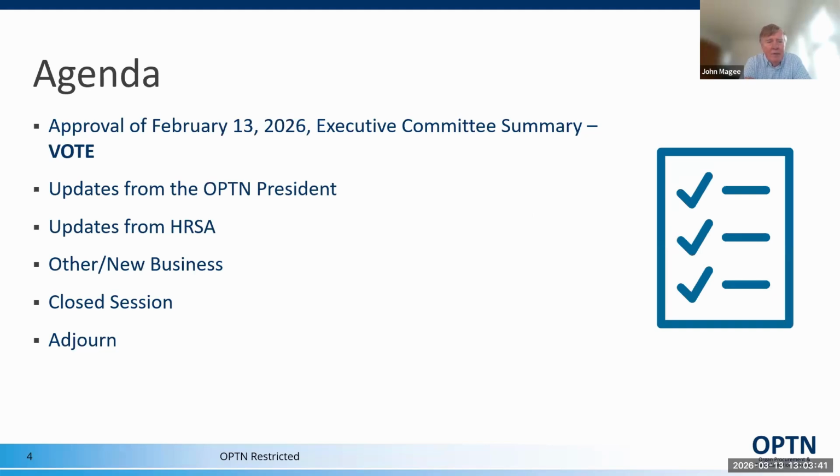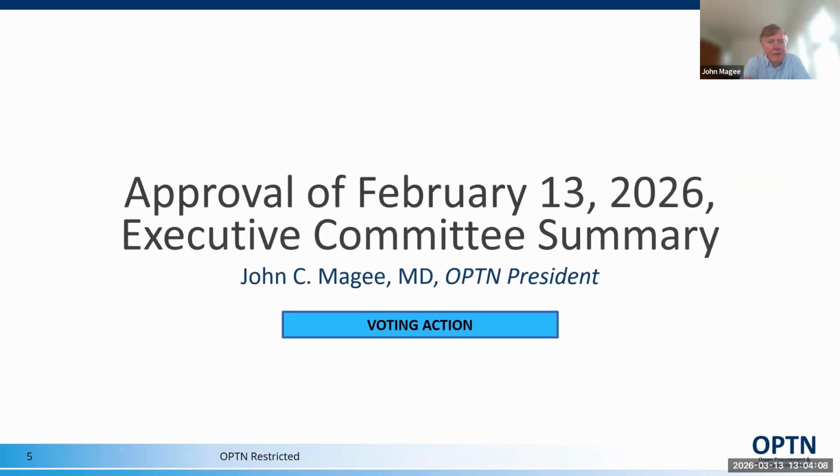So this is our agenda. We're first going to approve the minutes or summary from the February 13th Executive Committee, and that is a voting item. I'm going to give some brief updates on some items currently in process. We will then move to some updates from our HRSA colleagues. We'll then have opportunity for other new business, and then we'll move into closed session. All right, next slide. So the first item here is approval of the summary from the February 13th meeting of the Executive Committee.